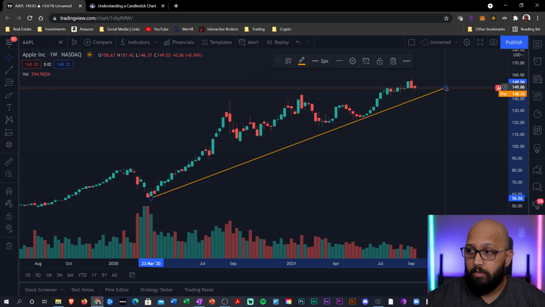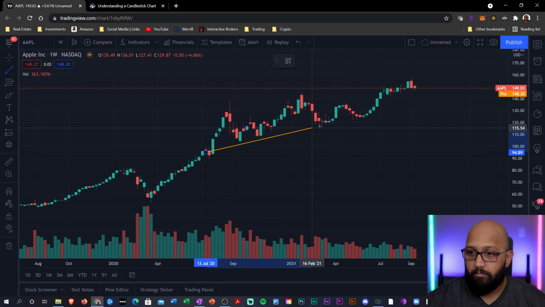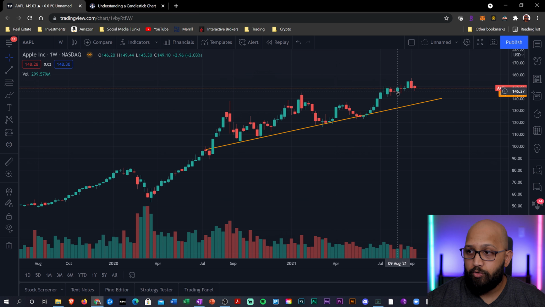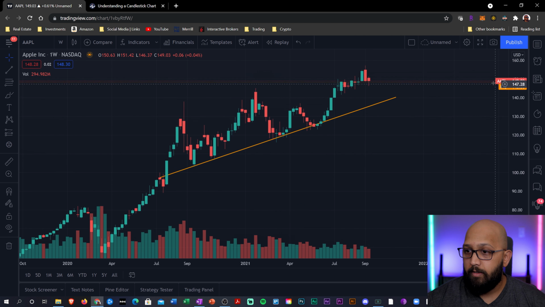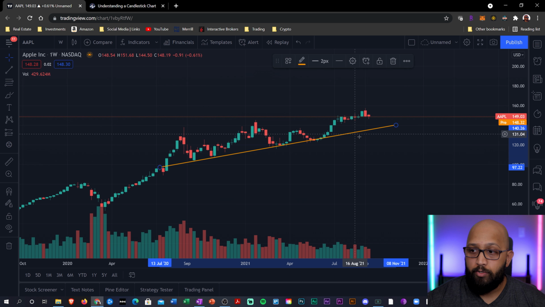Now you could also draw it another way. Maybe I start here. I see a trend forming here. So it's a few more touches here. So this is a trend. So maybe Apple's going to pull back and test this trend line. Maybe it'll come back down to 140 before it bounces up. And that's how you draw an uptrend.